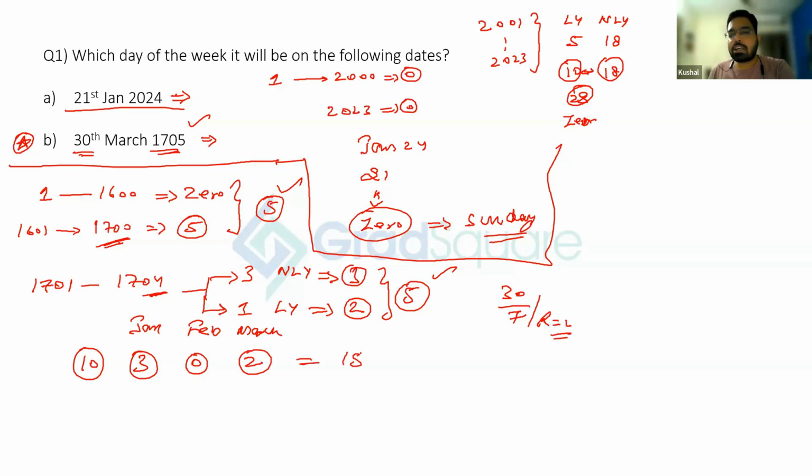Total how many odd days? Total 15 odd days. This implies what? 1 odd day, and 1 odd day will be a Monday. I hope you all are clear. Any doubts, anyone? Look at the calculation, look at your own calculation, understand where you went wrong. Still be careful. Any further doubts, anyone? Clear?